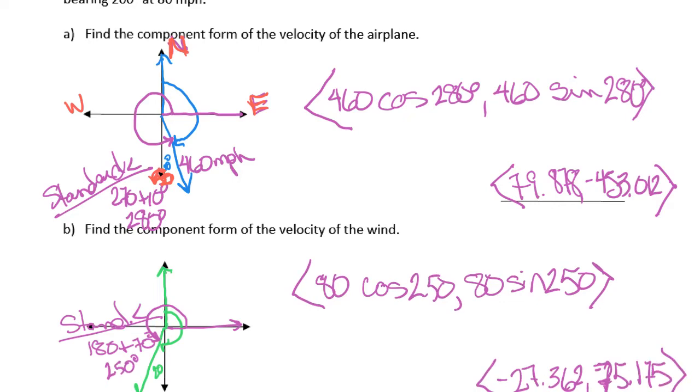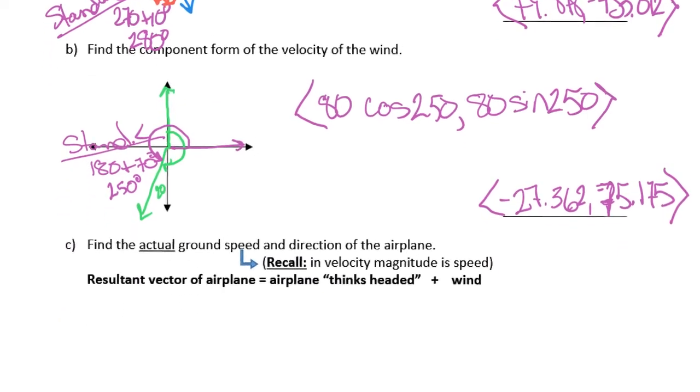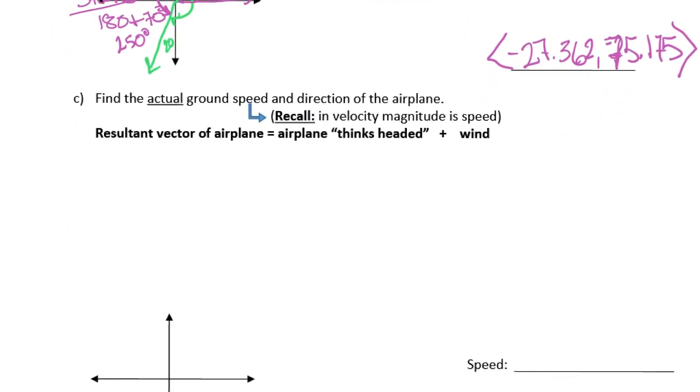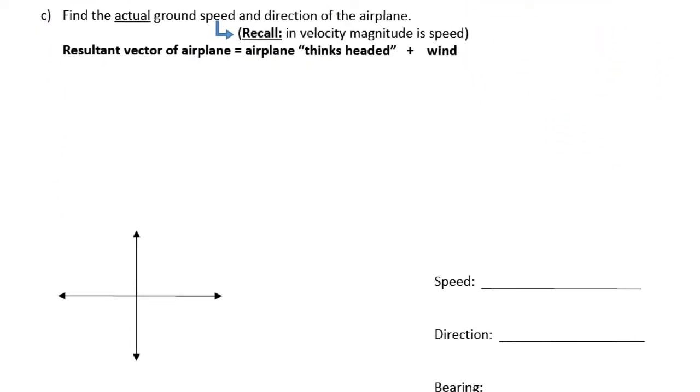Moving on to part C, it says find the actual ground speed and direction of the airplane. Remember that in velocity, magnitude is speed. Okay, and so we have to find three things. We need to find the speed, the direction, and the bearing.